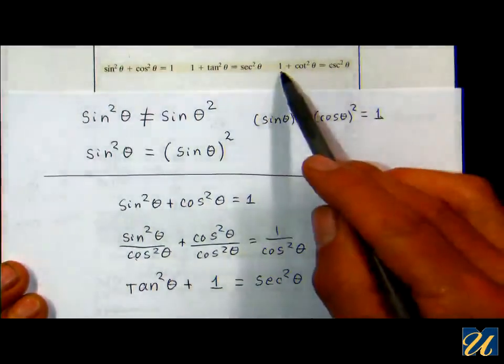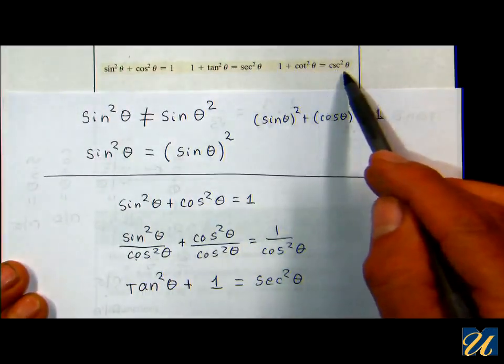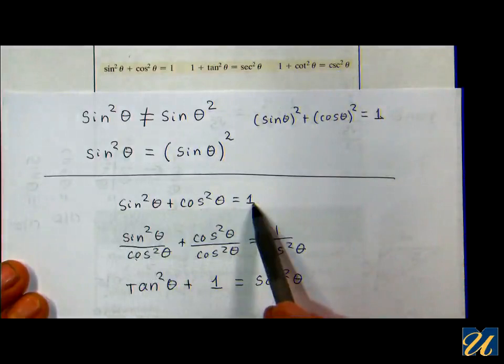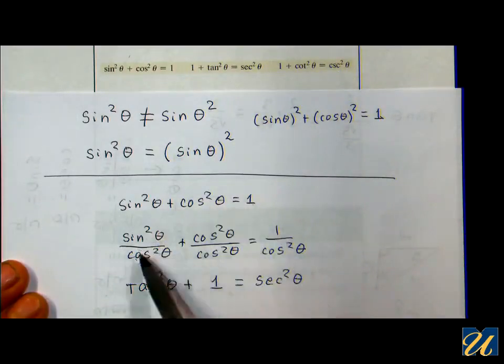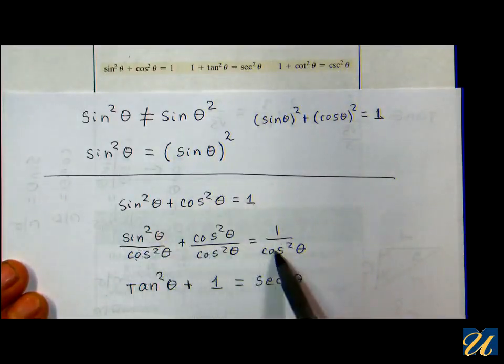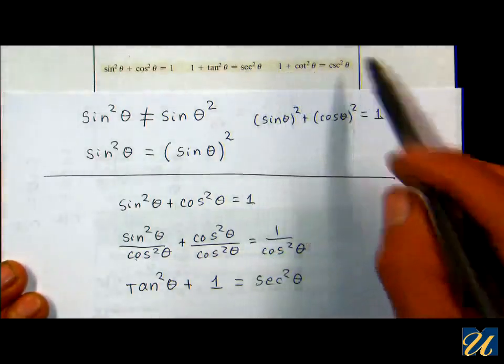If you want to get this Pythagorean identity right here, start with the base relationship, and this time divide by sine square, sine square, sine square, all terms. Simplify, and you will end up with this identity right there.